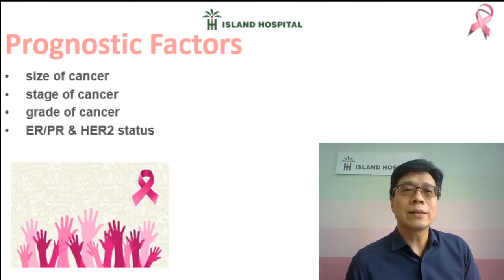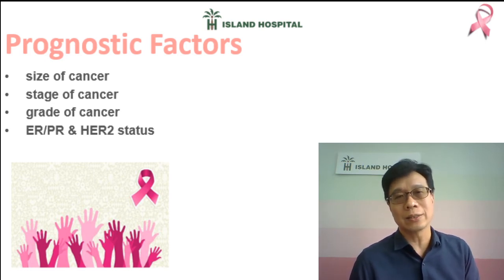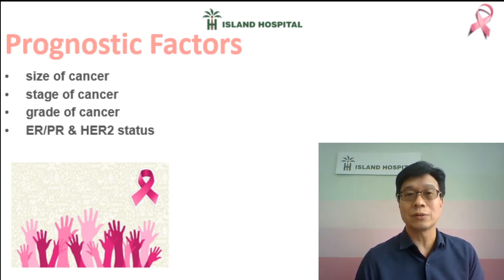So what are the signs to show that the cancer is more curable than the others? Firstly, the size of the cancer. If the size is larger, it is more difficult to cure. If the stage is more advanced, it is more difficult to cure.